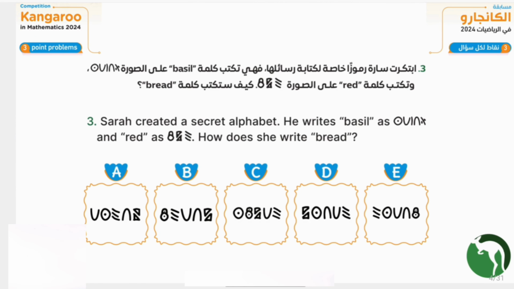Okay, now in question number 3, Sarah created a secret alphabet. She writes Basil like this and red like this. How does she write bread?